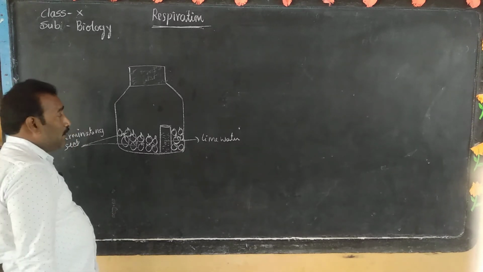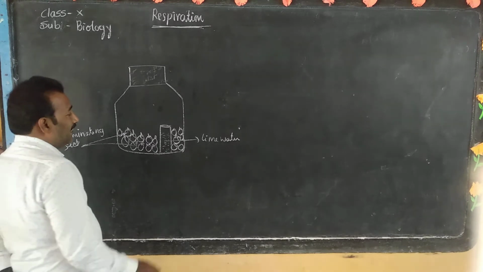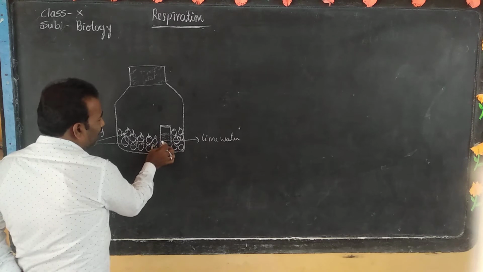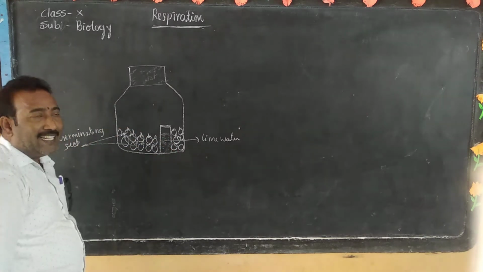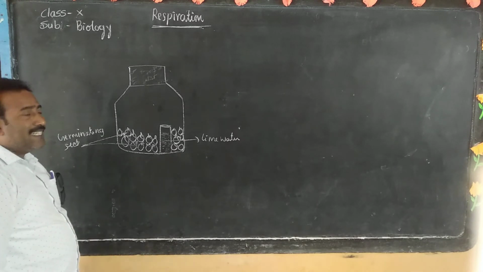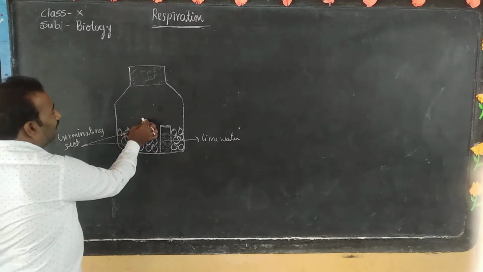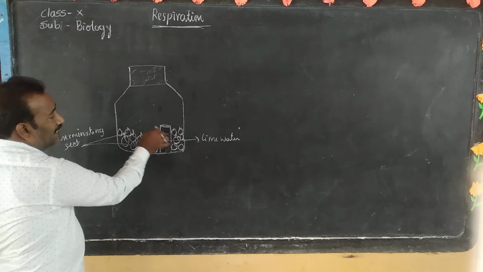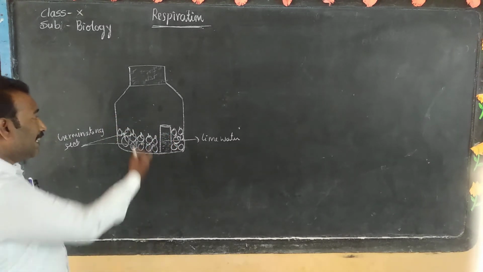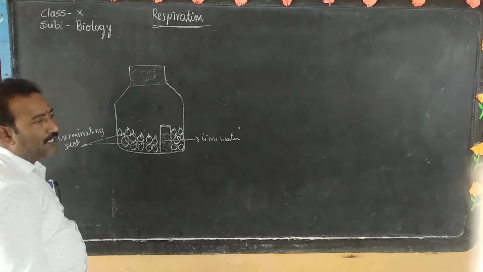After the time is over, you will observe that the lime water will turn milky white. Why? Germinating seeds will respire and they release carbon dioxide. This carbon dioxide turns lime water milky white. It is also an important question for 4 marks.